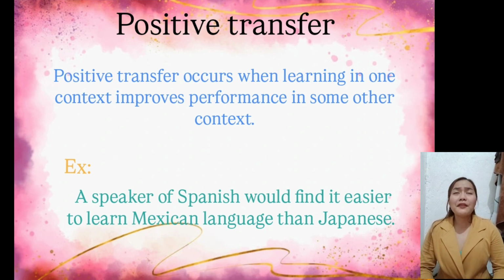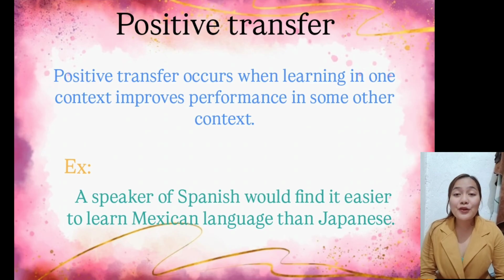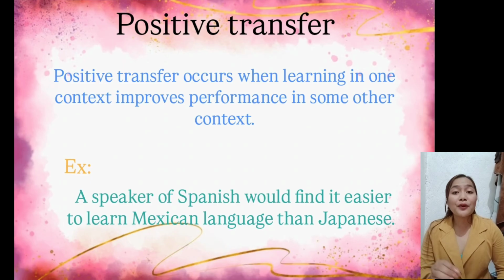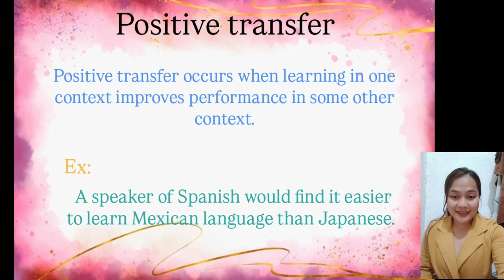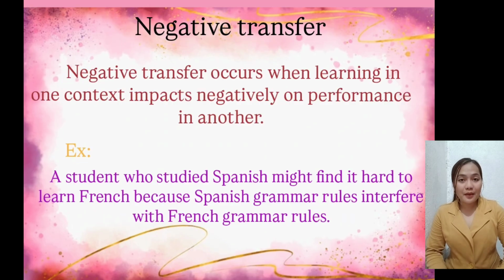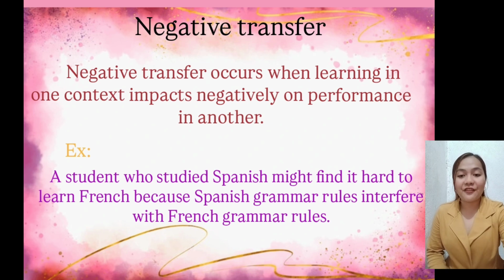Another example of it is if you are good at math, you might find it easier to learn computer programming because programming often uses math concepts, diba? Your math skills positively transfer to your ability to learn programming because you already have knowledge about mathematics.